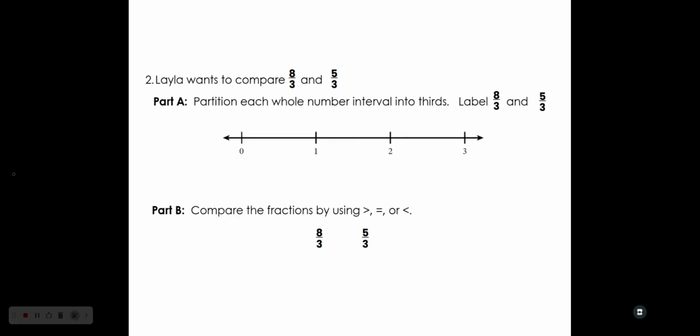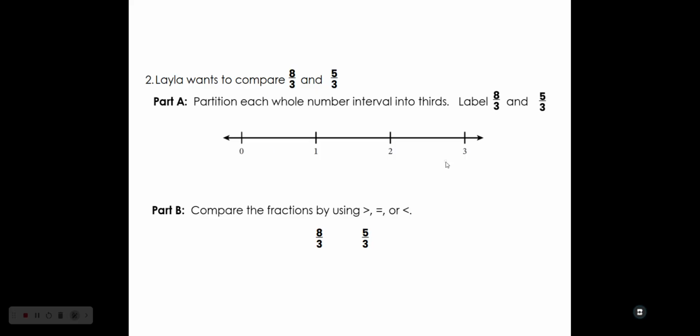Now I'm on number 2. And number 2 is a 2-part question. So let's read the information we have. Layla wants to compare 8/3 and 5/3. Part A tells me partition each whole number interval into thirds. Label 8/3 and 5/3. Okay, so let's just focus on part A right now.